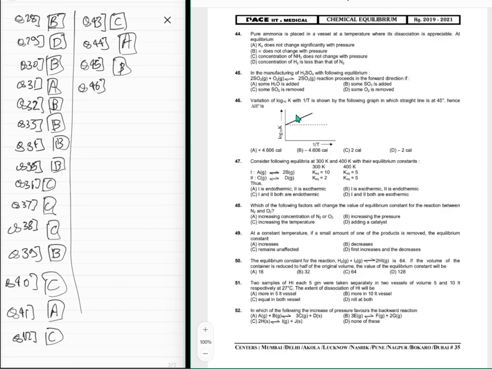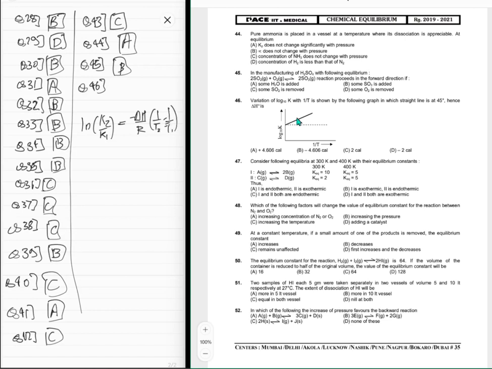Variation of log base 10 of K with 1 upon T is shown by the following graph, in which the straight line is at 45 degrees. Hence delta H is... So you know that natural log of K2 upon K1 is negative delta H upon R into 1 upon T2 minus 1 upon T1, right?